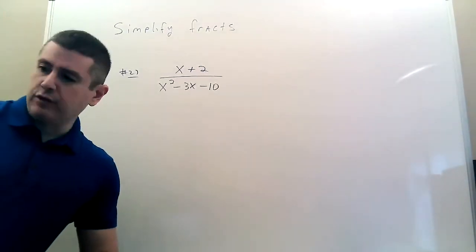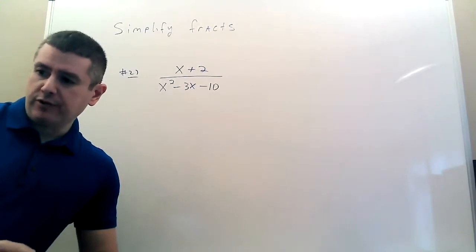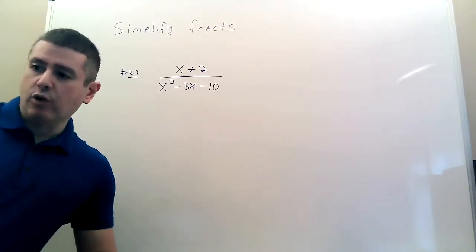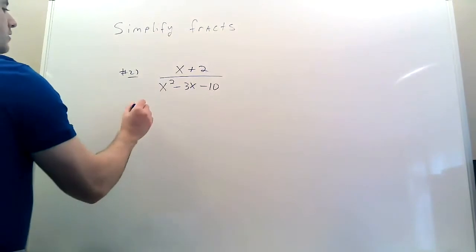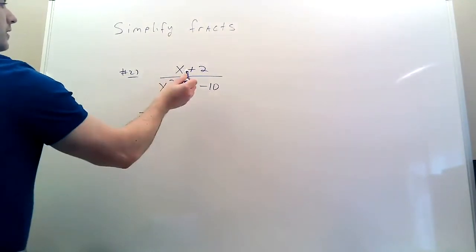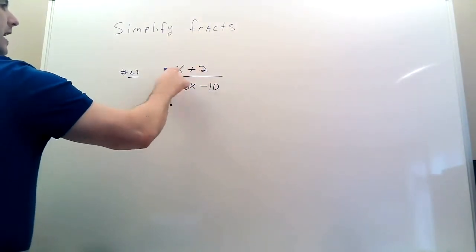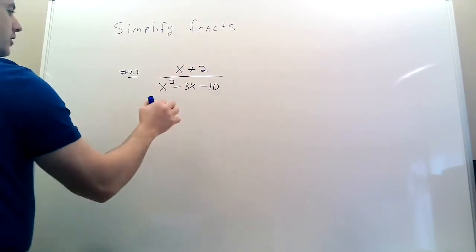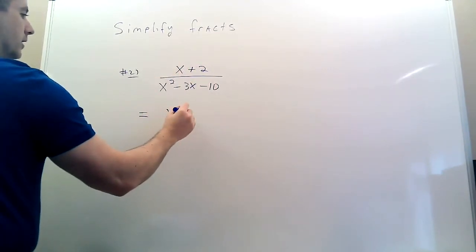Okay, number 2. I'm actually reshooting this because I think it got messed up the first time I tried to film it. It might have been paused and not recording. So just in case, the top does not factor. There's no GCF. There's no letters in common. There's no numbers in common. So you can't do anything with x plus 2. You've got to leave it alone.